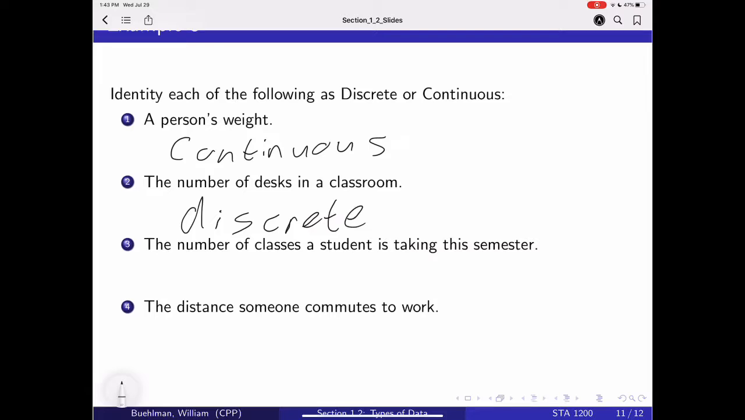Okay, the number of classes a student is taking this semester. If we think of how many classes a student is taking, it's either going to be 1, 2, 3, 4, 5, however many they're taking. But it's a whole number again, like the number of desks. You can't take 3.5 classes, right? You're either taking 3 classes or you're taking 4 classes. So this is, again, discrete.